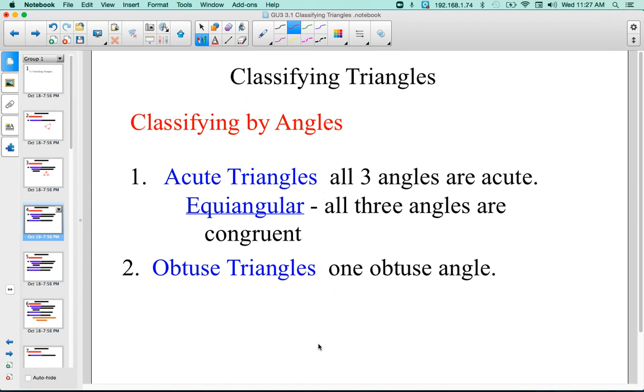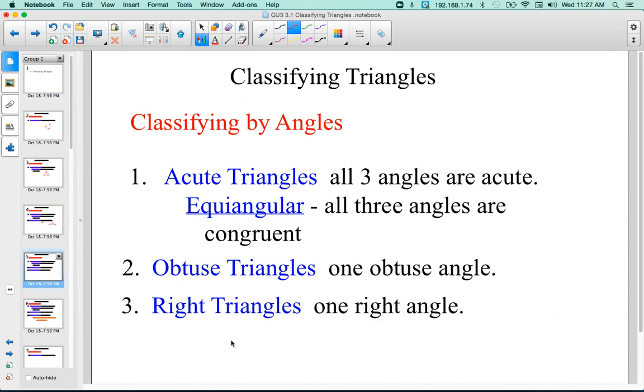Obtuse triangles, this is where you have one obtuse angle within your triangle. These triangles all look pretty wide, and if they're flat on the ground, like their base is down here, we'd have one obtuse angle. This angle up here would be greater than 90, and then these two angles would be less than 90. But all you need is just one obtuse angle to make it obtuse. In fact, it's actually impossible to have more than one obtuse angle. So we've got our acute, our equiangular, and our obtuse triangles.